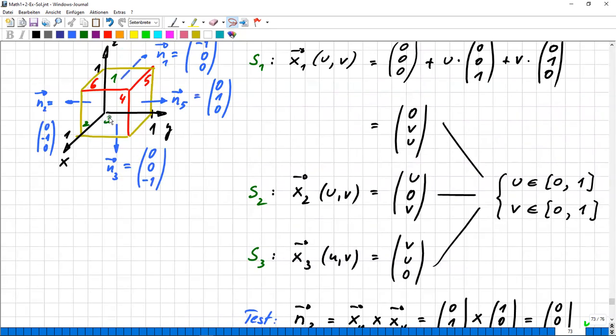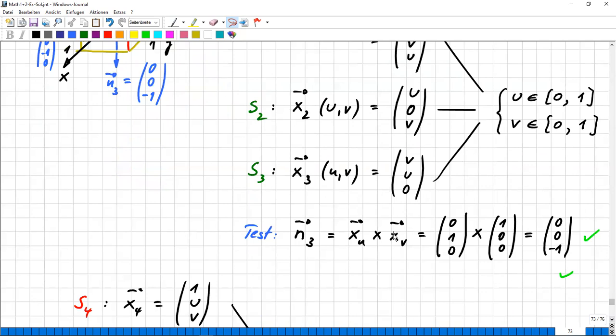And that's what happens when I keep v constant and let u increase from 0 to 1. I'm walking to the right in this direction, along this face of the cube, this bottom face. And analogously, I get the second tangent vector, referring to v, by taking the partial v derivative, which is 1, 0, 0, as you see.